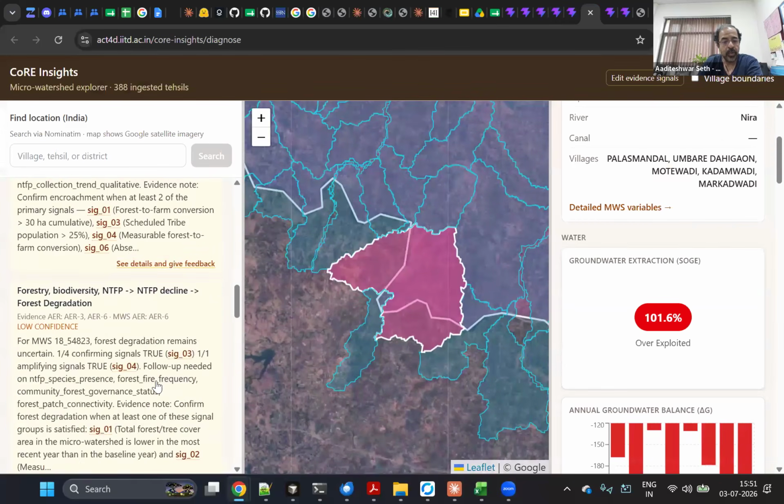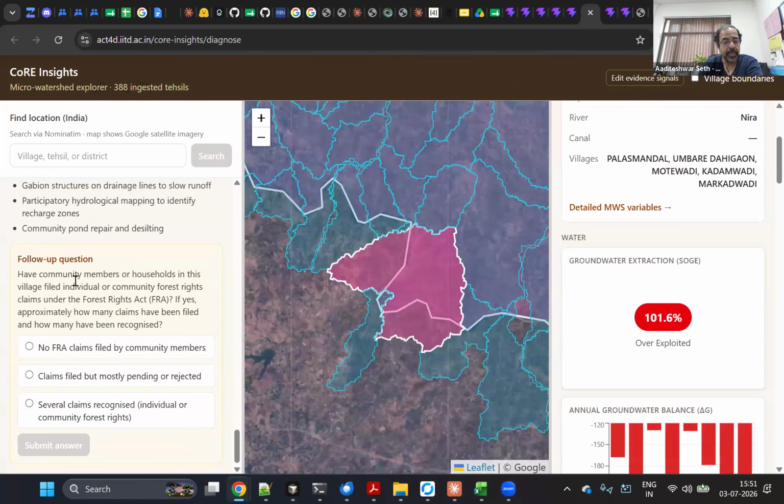So what we also have is that this tool then also comes up with questions which need to be asked from the community. For example, have FRA claims been filed by community members? This is important for understanding that if FRA forest rights claims have been filed, then the community is pretty active. If there is some forest area and claims have been filed but are mostly pending, or rejected, or some have been recognized, it shows that the community is more vibrant.